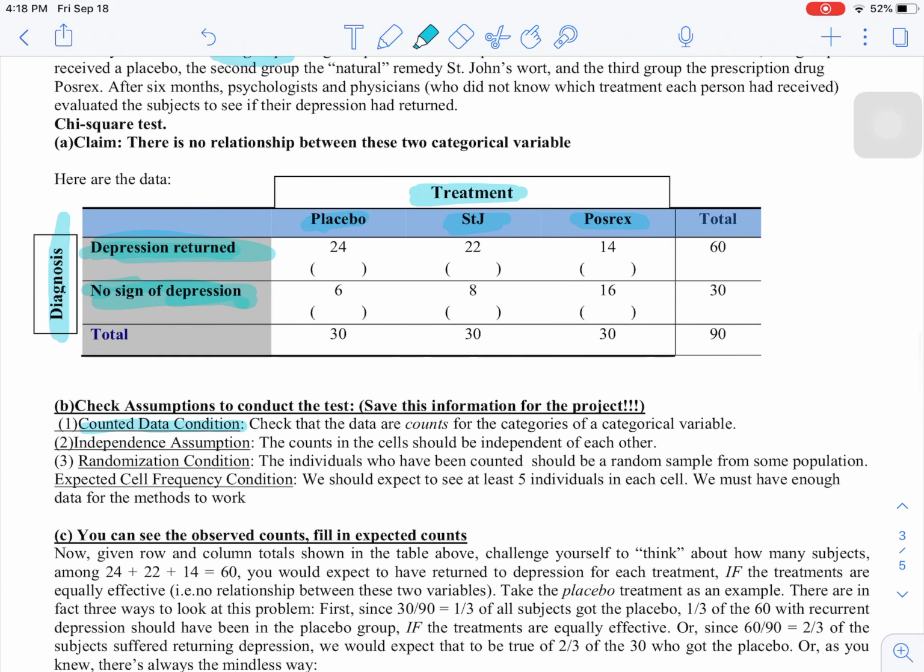So in our table, we can see that this first number, 24, tells me that there were 30 people who got the placebo treatment, and 24 of them saw their depression return after the end of treatment. So each of these numbers here is a count of people in each group or category. So this condition has been met.